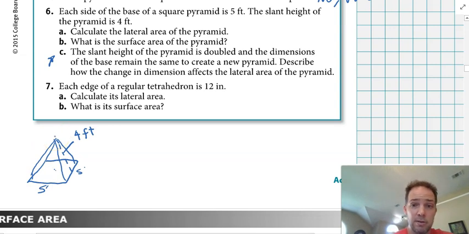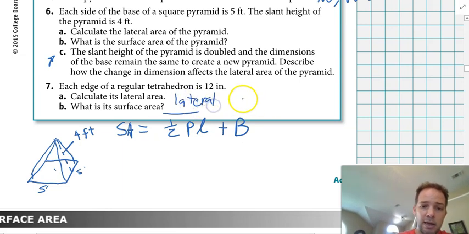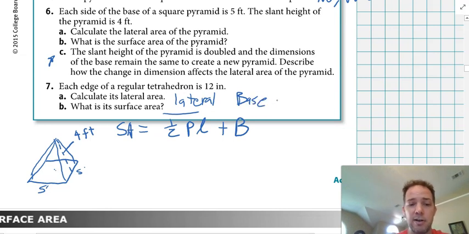All right, so then the first question says calculate the lateral surface area. In the formula for surface area of a pyramid, we have two parts. This is the lateral part, and this is the base part. To find the total surface area, you just add those together. So let's first find the lateral, and then we'll find the base.